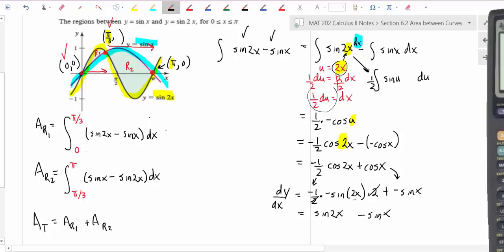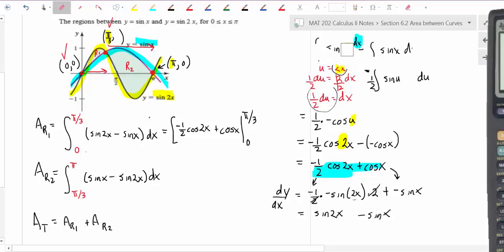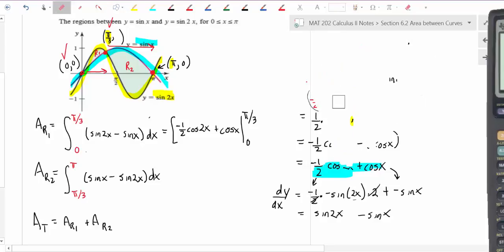So what's going to happen on this integral is the antiderivative is this thing right here. I'm going to write that as negative 1/2 cosine of 2x plus cosine x, and I'm going to be evaluating that from 0 to pi over 3. Now I'm going to erase all this stuff here, so I've got the antiderivative, and I'll talk about what you could do to finish up the problem, so I have enough room to go through this.